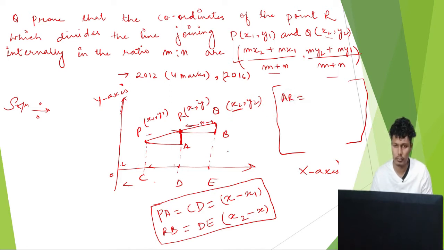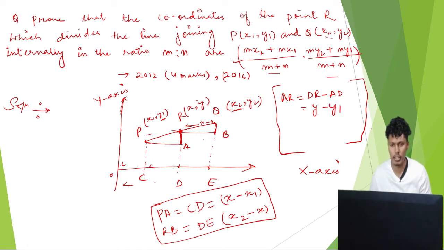What will be AR? DR minus AD. Okay, what is DR? DR is Y, right? So Y minus AD. AD will be PC, same. AD and PC are the same. PC is Y1, so Y minus Y1.